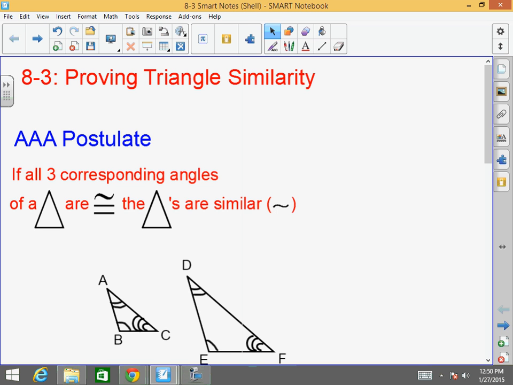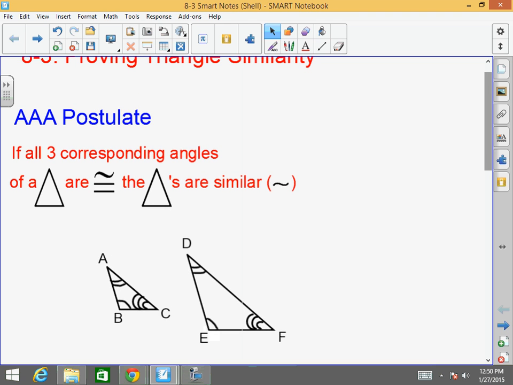So for example, if I give you these two triangles, you see the corresponding markings. The corresponding angles are congruent. Then yes, I promise you that they will be similar. Okay? That is called the AAA postulate.